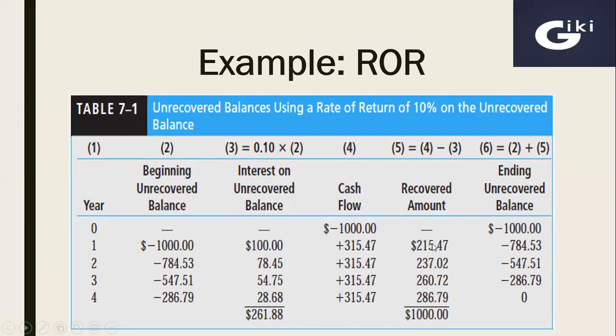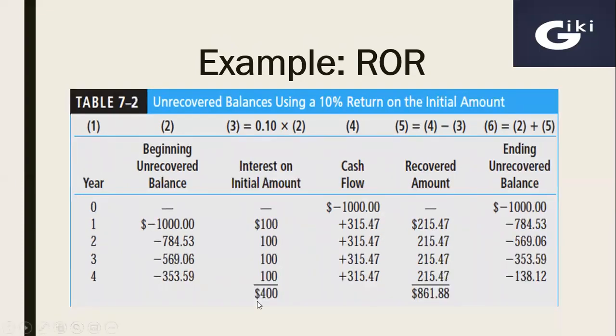If you see, the first time period is 215, second 237, 260, and 286. That's why we are able to recover 1,000 in option A, but not able to recover in option B, because we are paying more interest than the initial amount. So this is the difference between both methods.